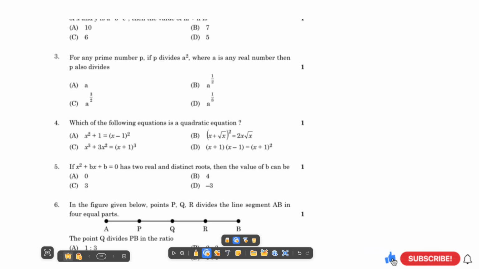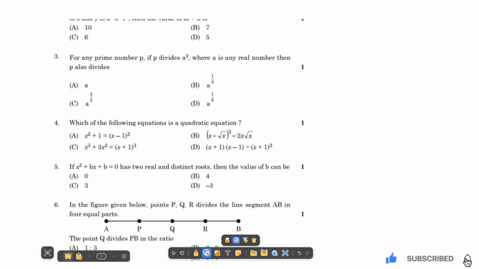Next, third question is, for any prime number p, if p divides a square, where a is any real number, then p also divides what? Your options are given: option A, a; option B, a power 1 by 2; C, a power 3 by 2; D, a power 1 by 8. So if p divides a square, then p also divides what?